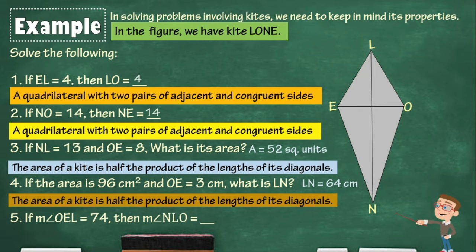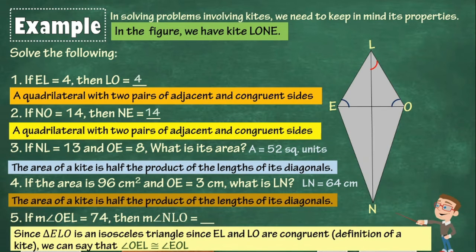Number 5. If the measure of angle OEL is 74, then the measure of angle NLO is equal to blank. Since triangle ELO is an isosceles triangle, given that EL and LO are congruent by definition of a kite, we can say that angle OEL and angle EOL are congruent. With the blue markings in our figure, angle OEL and angle EOL are congruent, and the red markings indicate the missing angle, which is angle NLO.